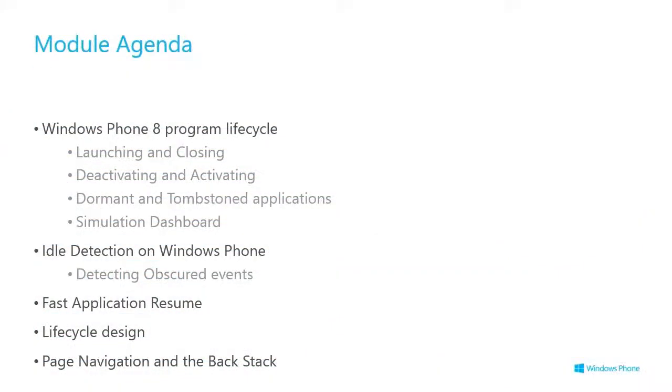Right, so this one is all about the Windows Phone 8 program lifecycle. What happens when an app is launched and when it closes, when it goes deactivated, what all these things mean, the dormant and tombstone state, and stuff relating to that. Now, if you have some experience of developing for Windows Phone 7, most of this has not changed, apart from the major new feature, which is Fast Application Resume. So that's part of this deck as well. So keep watching.